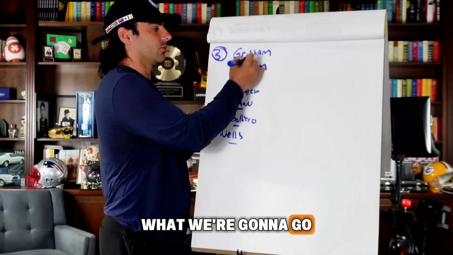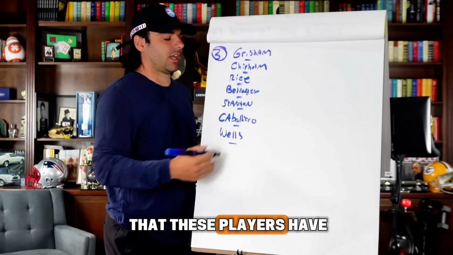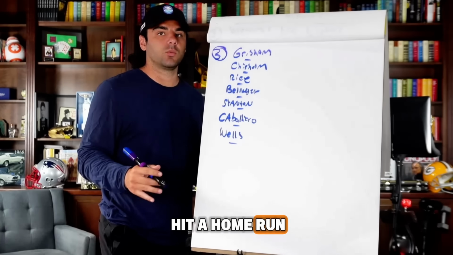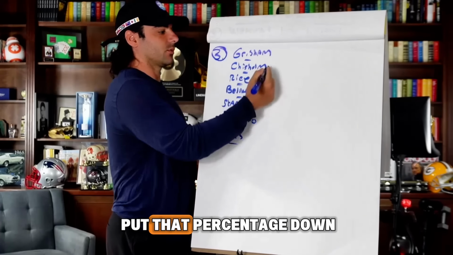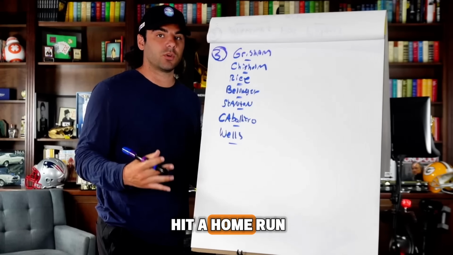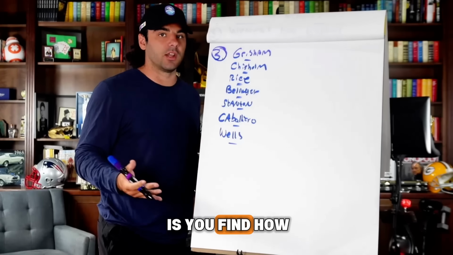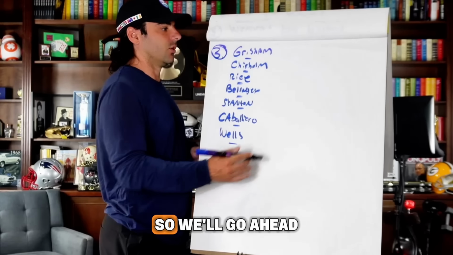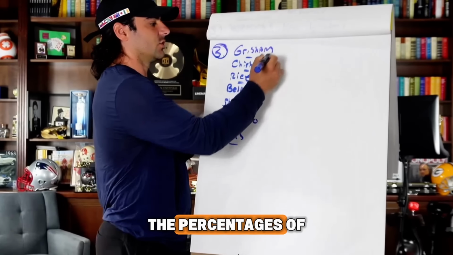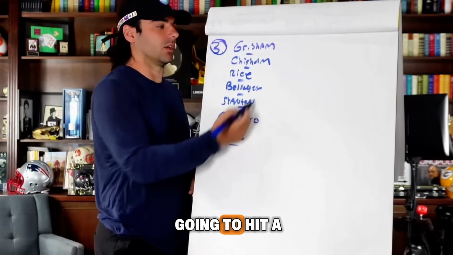So what we're going to go through now is see exactly what percent these players have hit a home run, whether it be throughout this year or the prior season, and we're going to put that percentage down. How many times they've hit a home run? How many times have they not hit a home run? It's pretty easy. What you do is find how many times they've hit a home run, and you just go backwards on that. All right. So we'll go ahead and make a list here of the percentages of what's the percentage that these guys are not going to hit a home run.